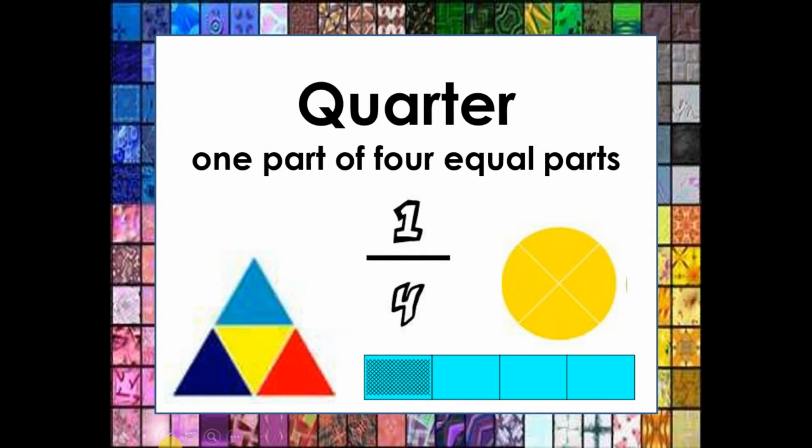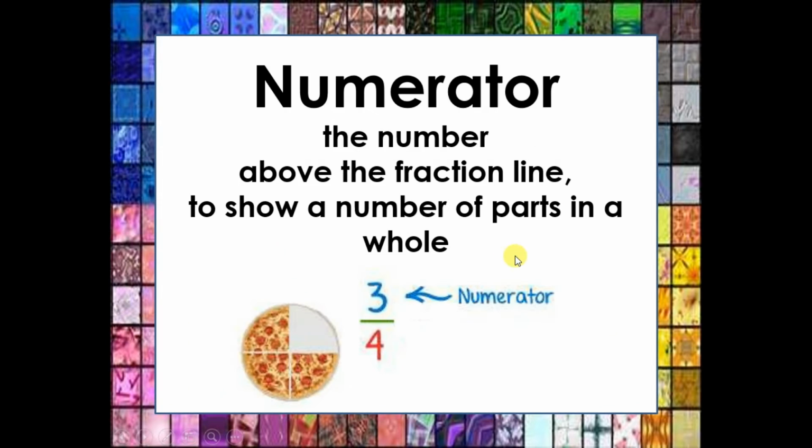Ayan. So we have here an example, a triangle divided into 4 parts, a rectangle divided into 4 parts, and a circle divided into 4 parts. And each part is called a quarter. Okay. Let's continue. Now, let's go to the operation or the composition of a fraction.